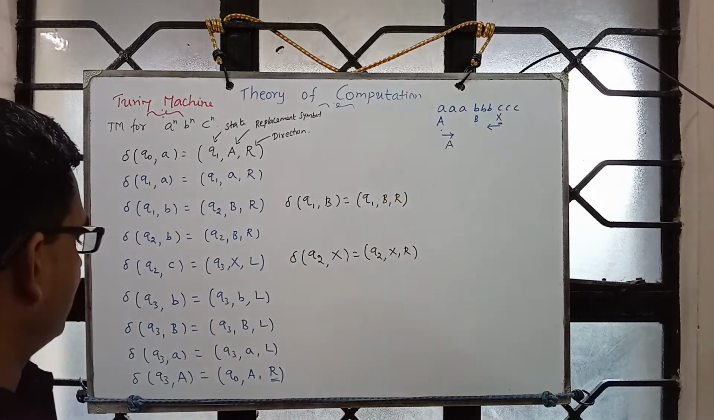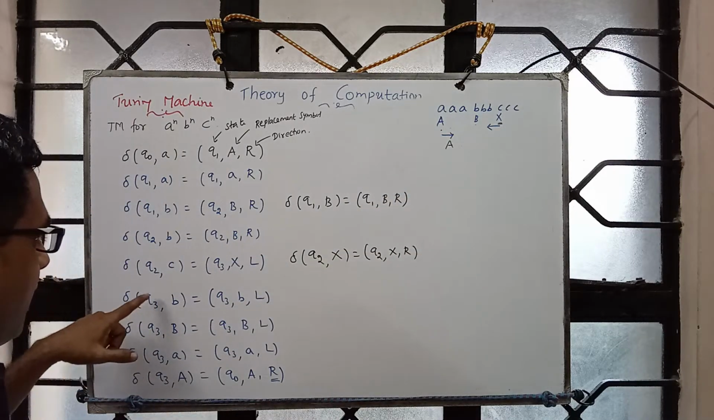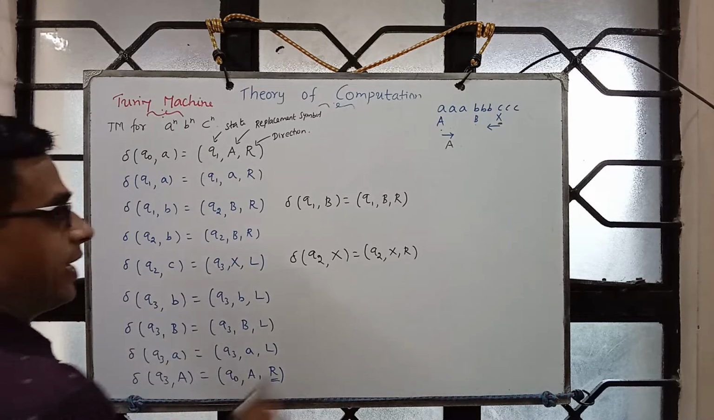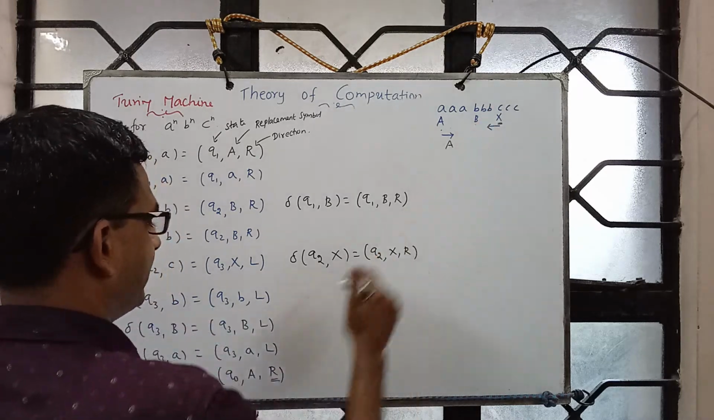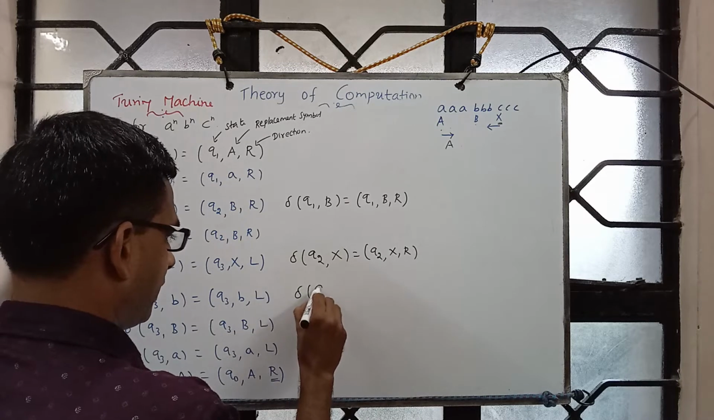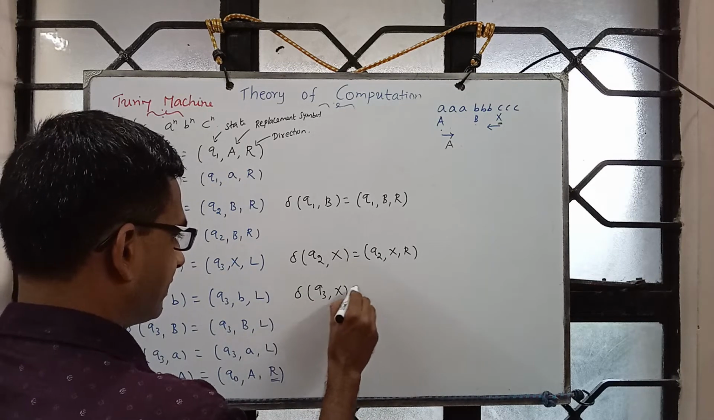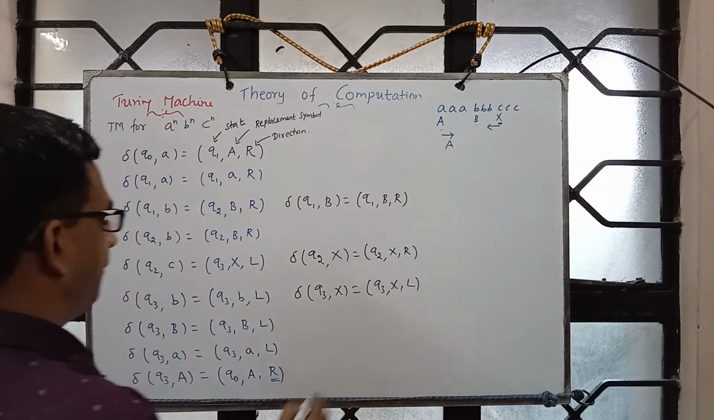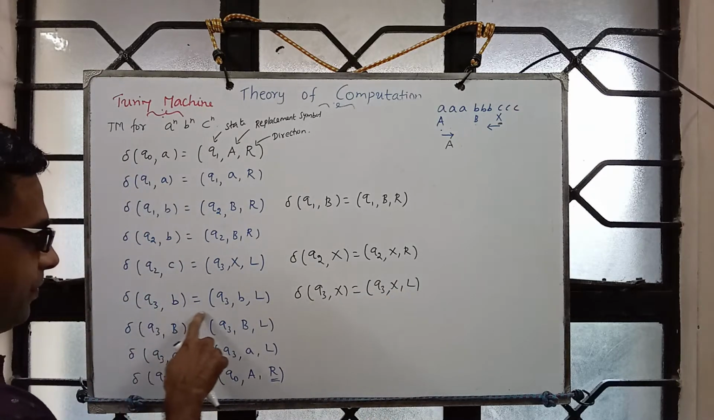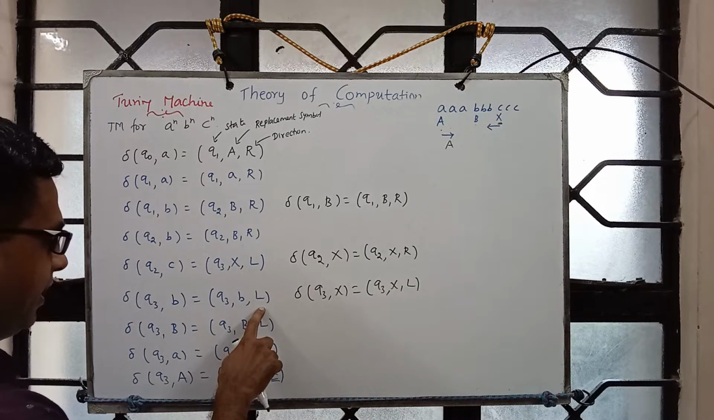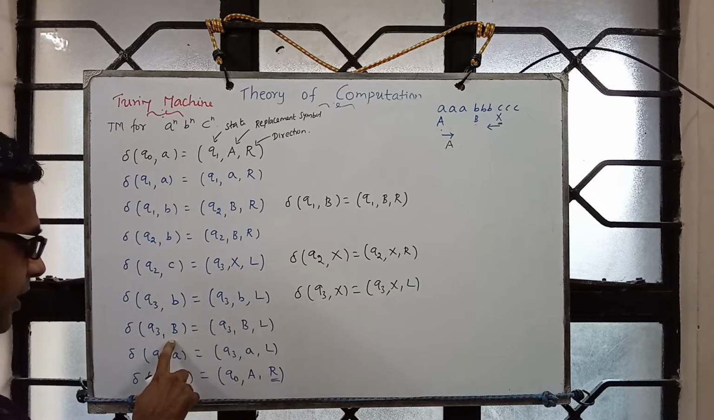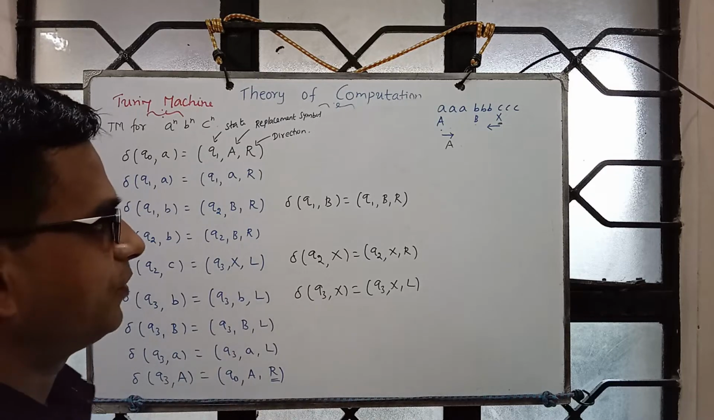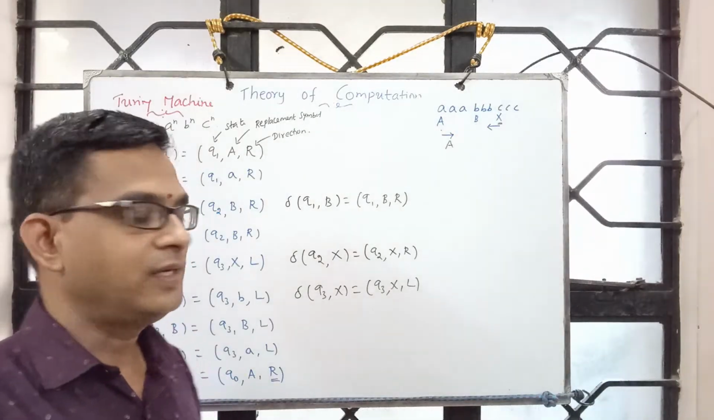You change your direction, and now when you come back, you will have to scan capital X before you see little b. So delta of Q3 comma X is Q3 comma X comma L. Then Q3 comma b is Q3 comma b comma L. Then you scan capital B, scan little a, then you get the leftmost A. Fine.